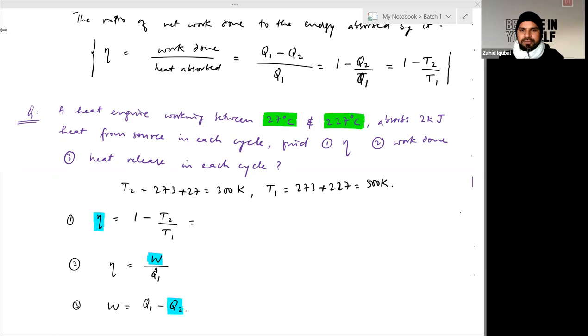We have to convert the temperature into Kelvin first and then apply the formula. The lower temperature will always be treated as the sink, that is T2, and the higher temperature is always treated as the source, that is T1. And the efficiency of a heat engine can never be negative.